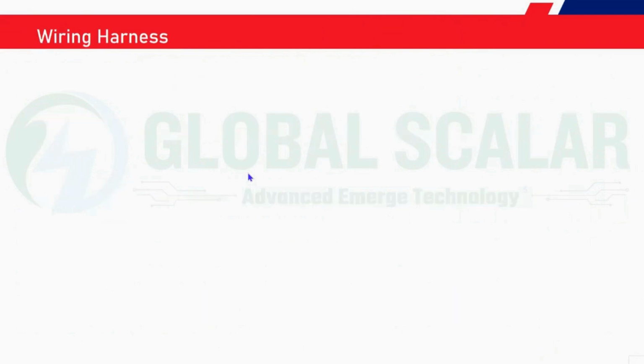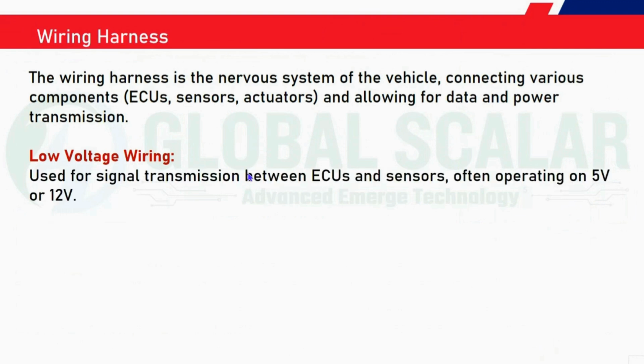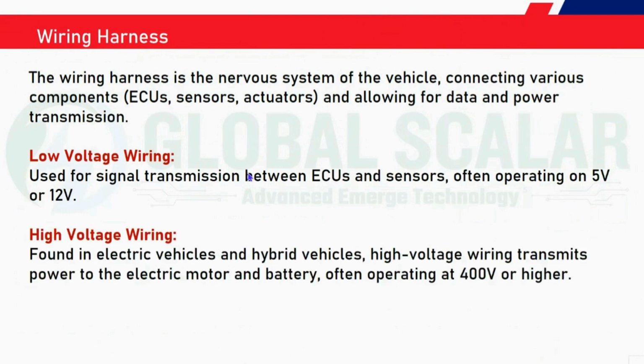And to connect all those sensors and actuators, we require the wiring harness. The wiring harness is the nervous system of the vehicle, where it connects the various components: ECUs, sensors, and actuators. It allows for data flow and power transmission. It has low voltage wiring, optimally operated at 5 volts to 12 volts, and high voltage wiring that can operate up to 400 volts.